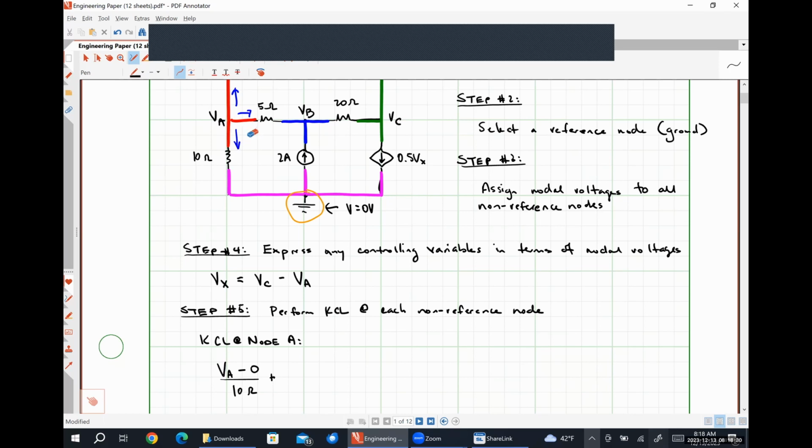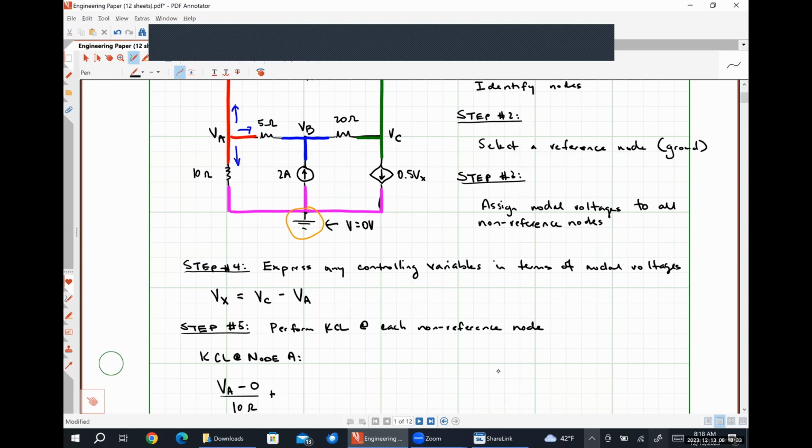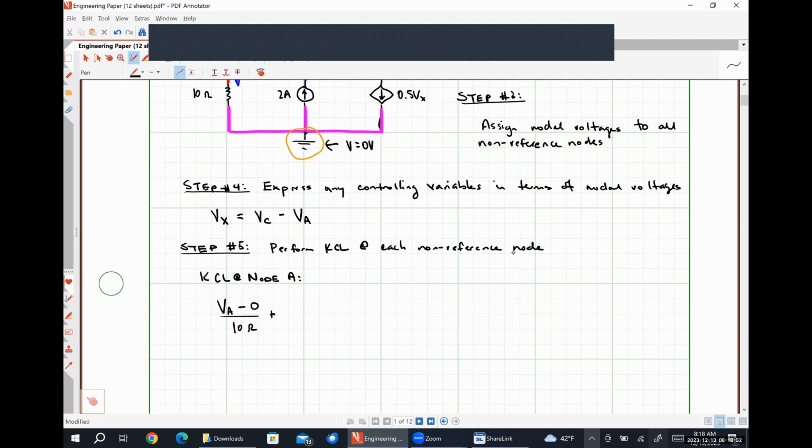So let's do the same kind of thing, but now let's look at the current flowing from left to right through the 5 ohm resistor. Who would like to attempt to tell me what this expression should look like? Janae. VA minus VB over 5 ohms is absolutely correct.